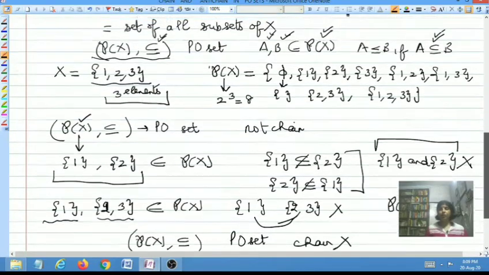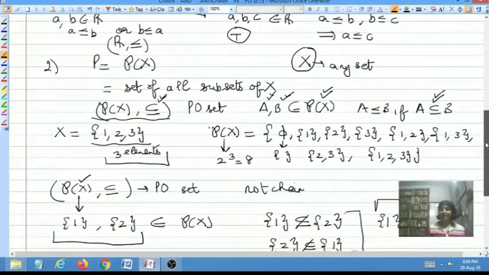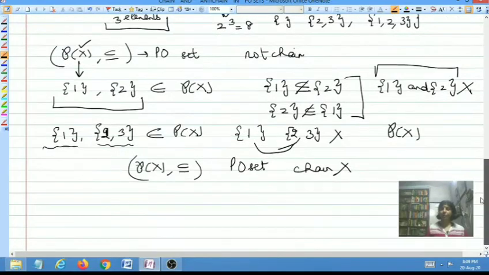So we have seen two examples. One is a simple example of a poset which is a chain, and the second is an example of a poset which is not a chain. So these are the two examples which explain the concept of chain.